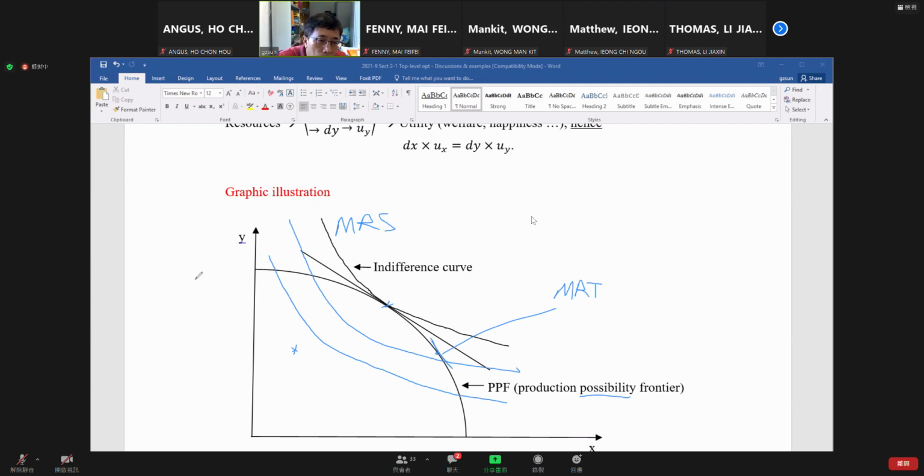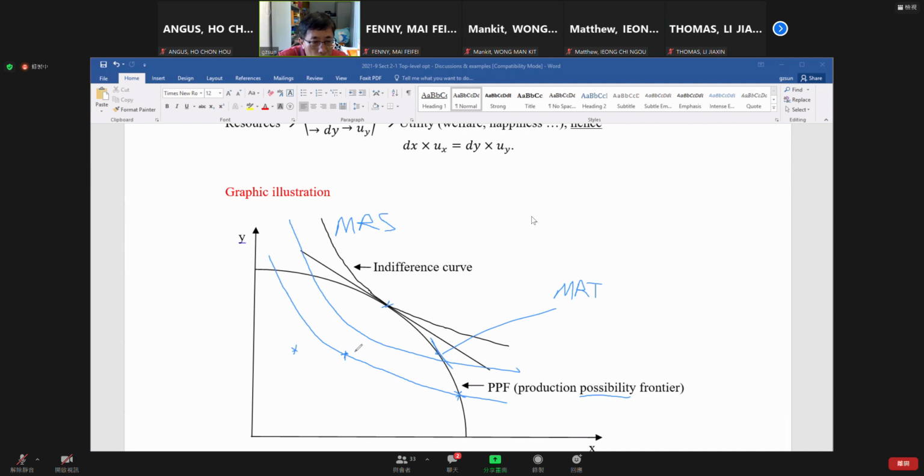Clearly, we can produce this much and then put it into the hand for the consumer or for the market people. Then the market people's welfare or utility will be on this level. Or we produce this much. Produce here means we are already getting the production optimal.